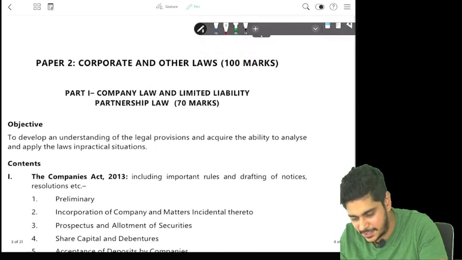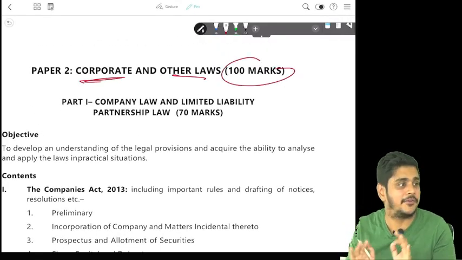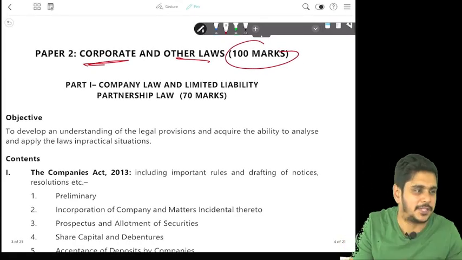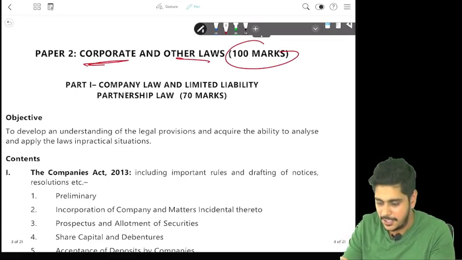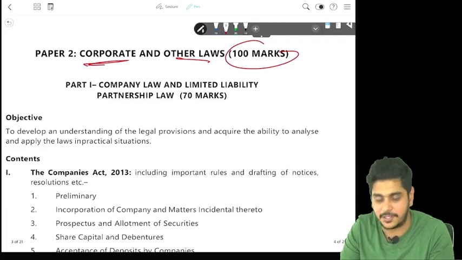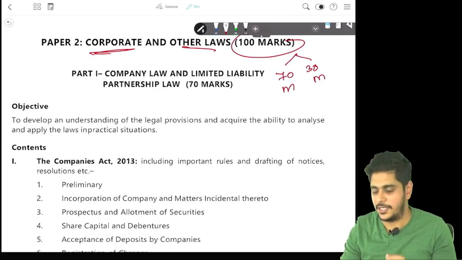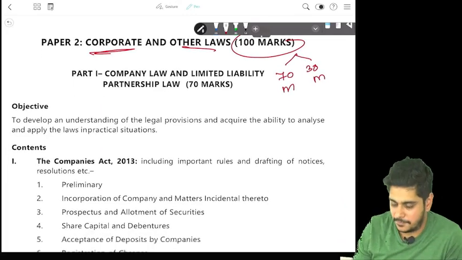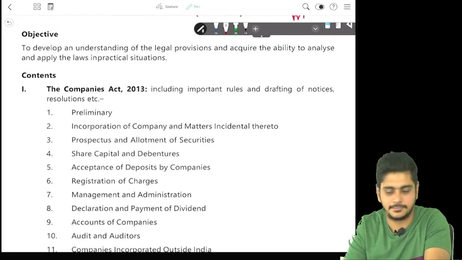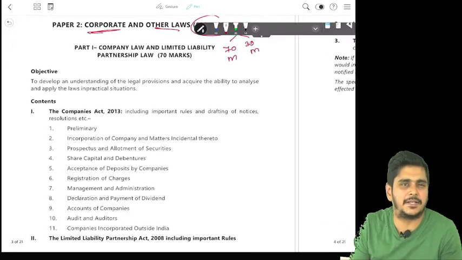Firstly, things remain same. Corporate and other laws, 100 marks paper. Now, what they have done is, they have added few things and deleted few things. Pattern remains same, 70 marks is descriptive and 30 marks is your MCQ. Things remain same. So chapters, what are the chapters, sir? Everything is same, guys. Sir, proper breakup, once the detailed content comes, then we'll have an idea.